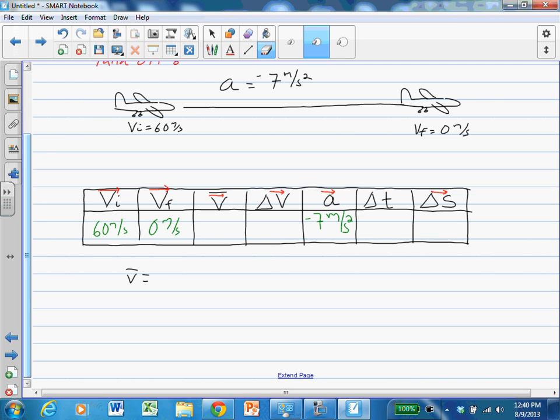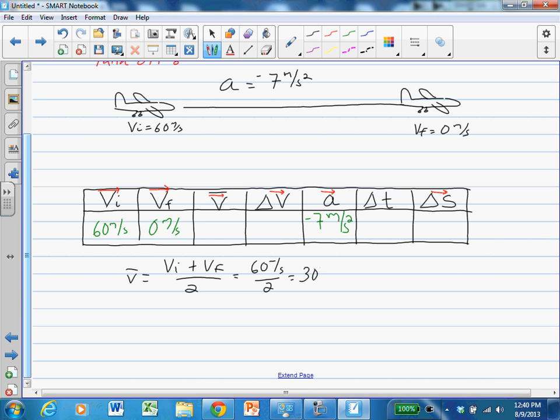So right off the bat, you can get your average speed using VI plus VF over 2, or 60 meters per second over 2, 30 meters per second. We get our change in velocity of VF minus VI. 0 minus 60 meters per second is minus 60 meters per second. Okay.